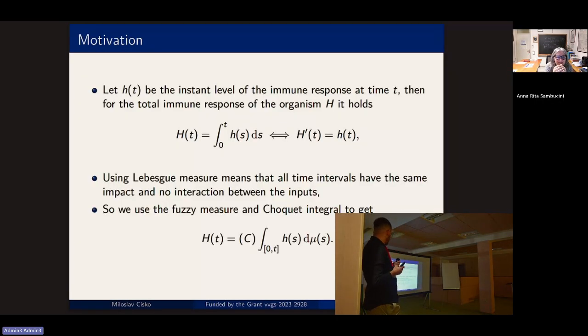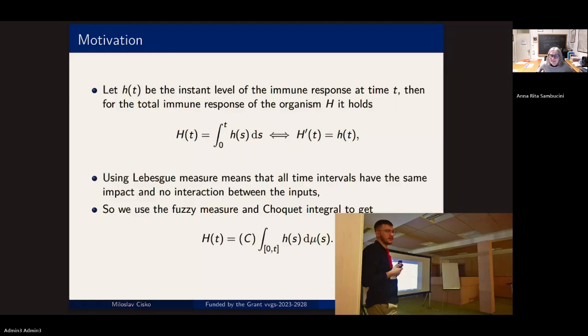So we decided to use the fuzzy measure here and the Choquet integral. So we have this model, the function h. It's just a toy example.